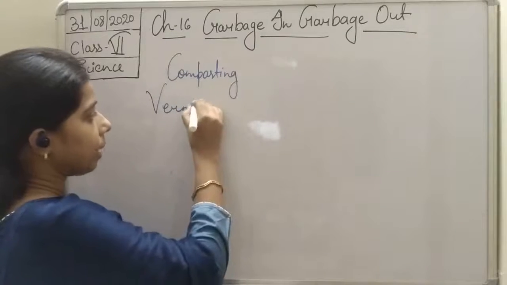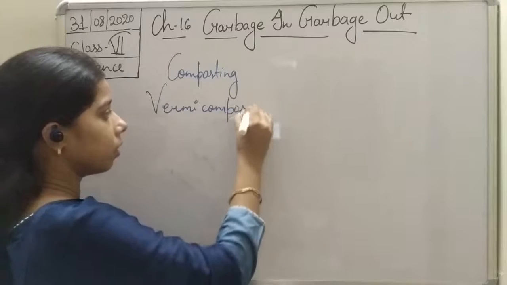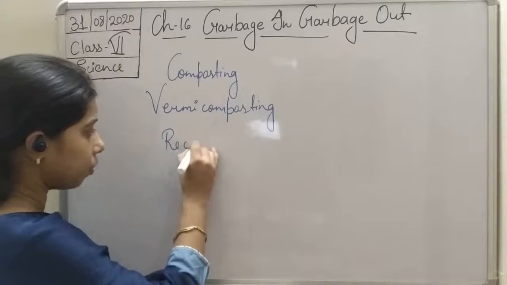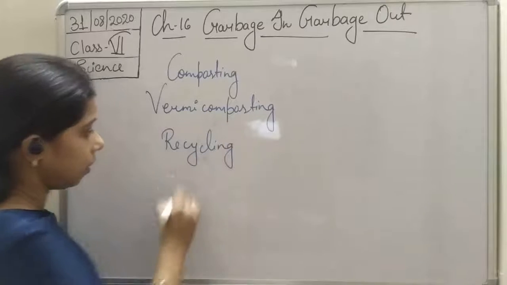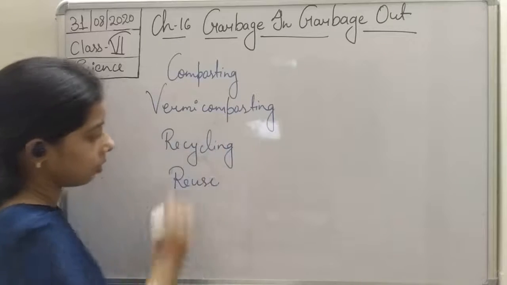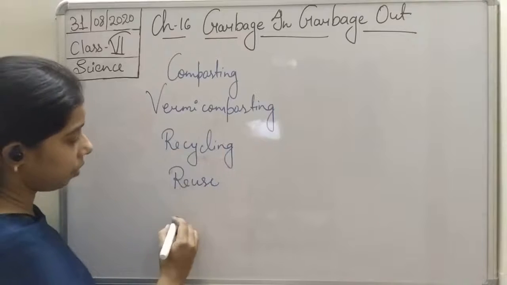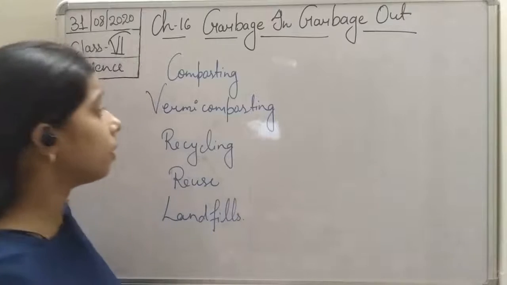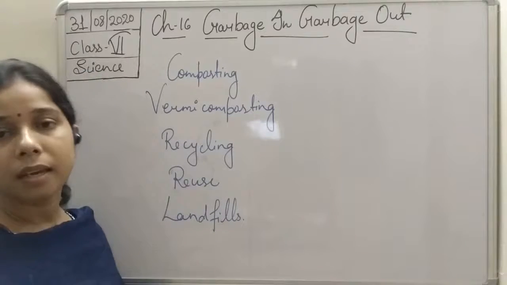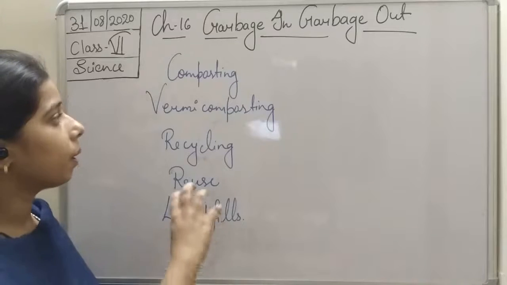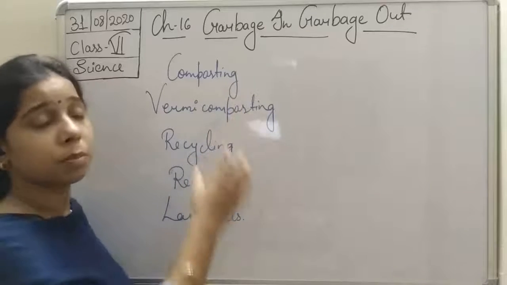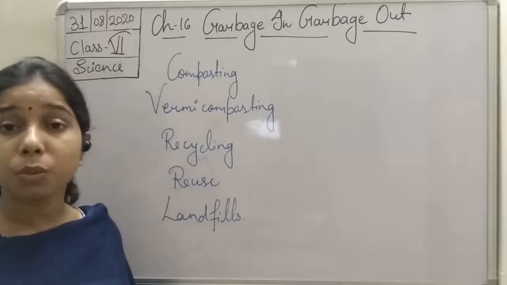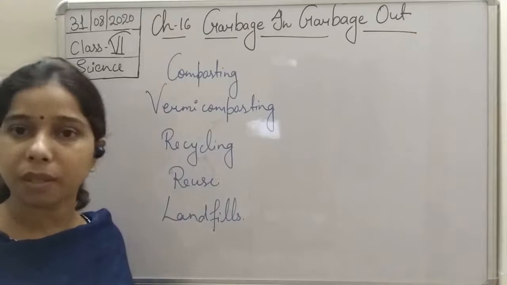Then we discussed vermicomposting. After composting and vermicomposting, we discussed recycling, then reuse, okay, and after reuse, students, landfill. So you see here, composting and vermicomposting are the methods we can use to dispose of the garbage that is biodegradable. Biodegradable means which can be decomposed with the help of microorganisms.